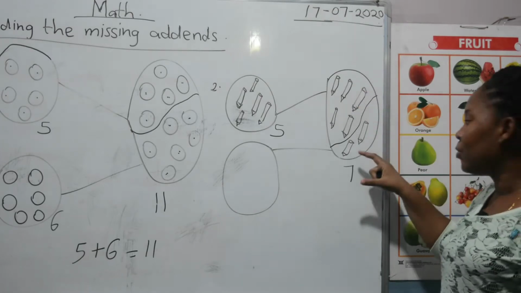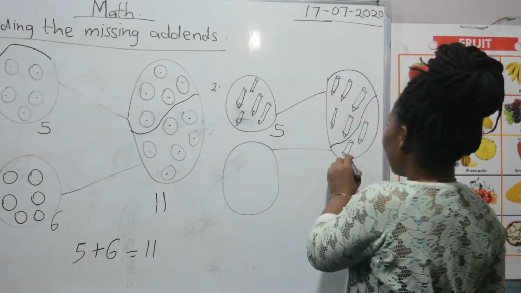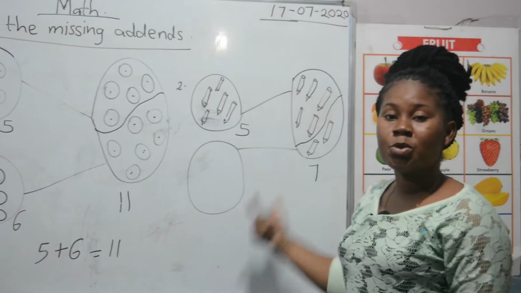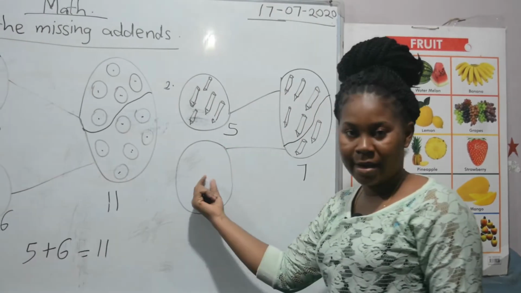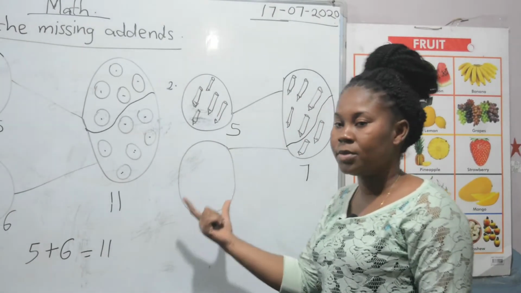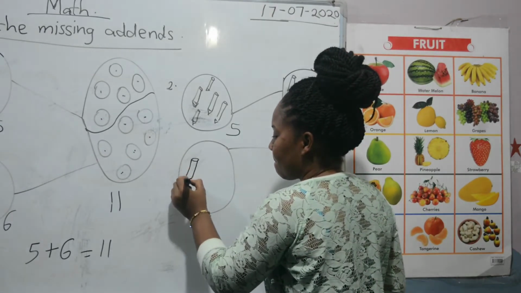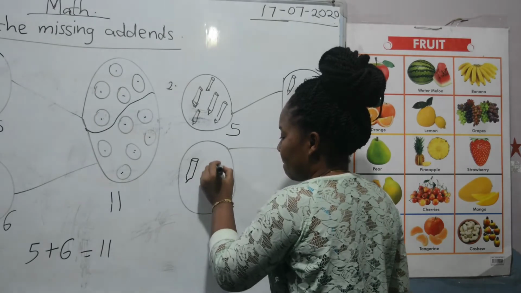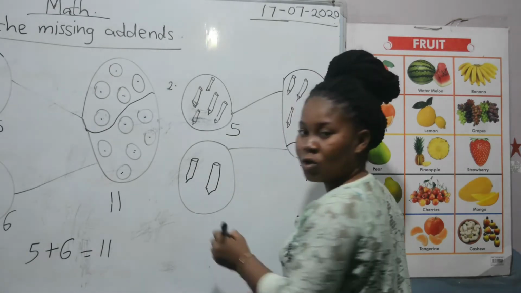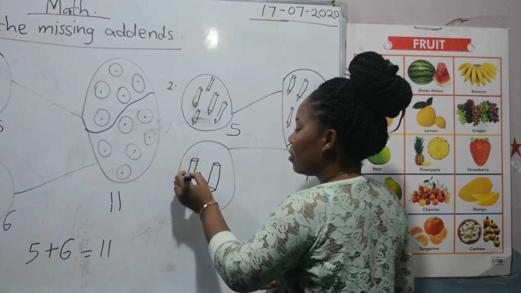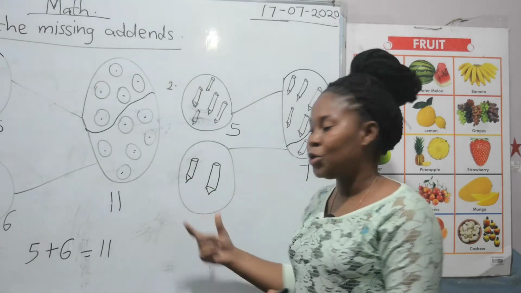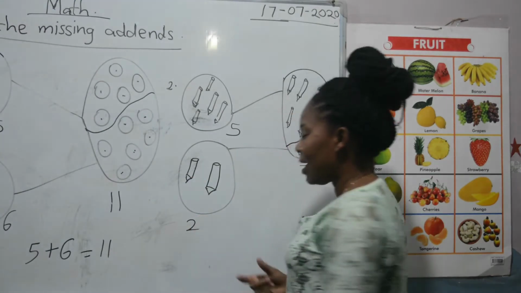Now the remaining ones, we have 1 and 2. So it means we will draw 2 pencils here. So these are our 2 pencils. So we write 2 under the circle.